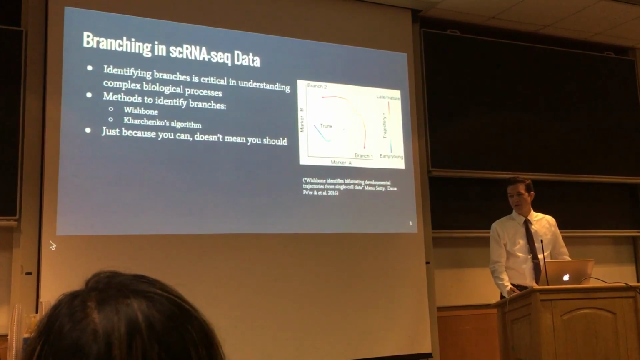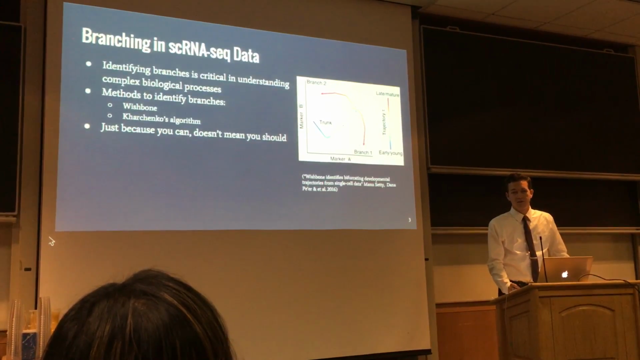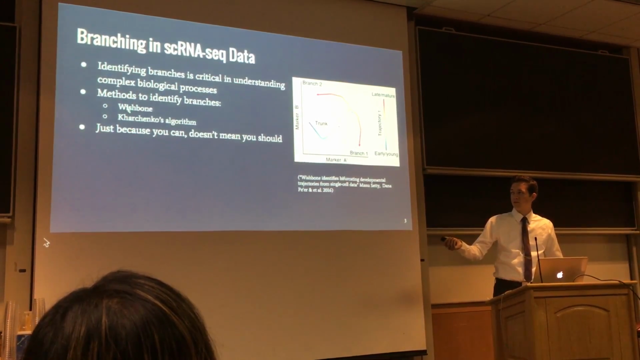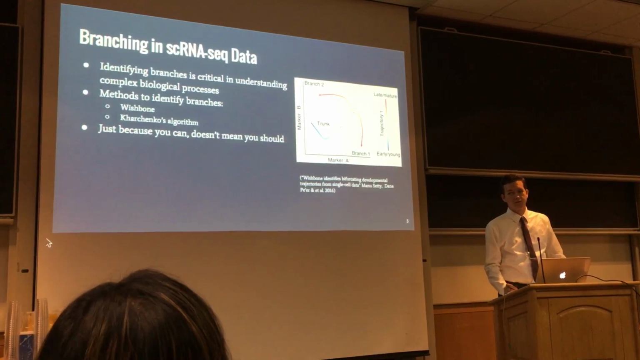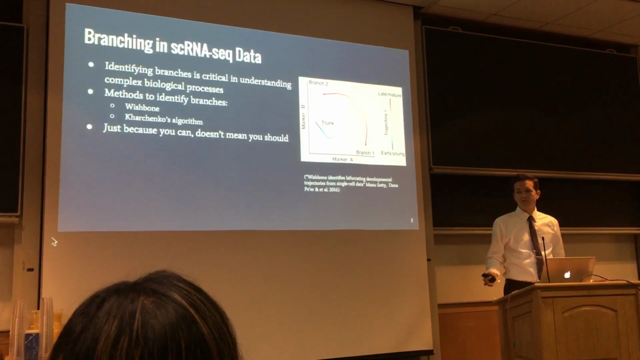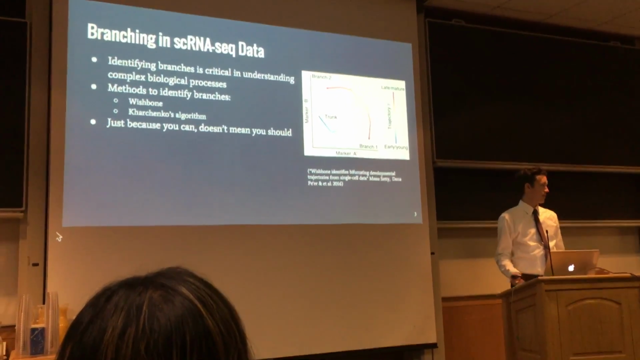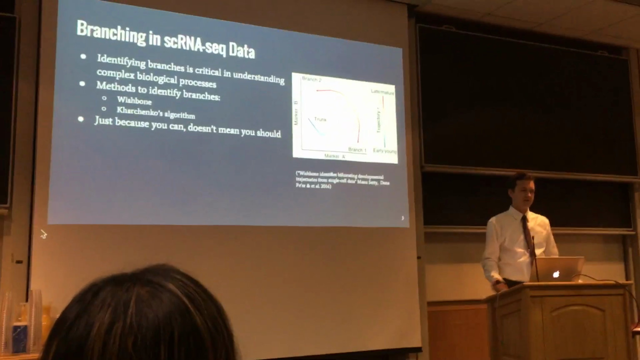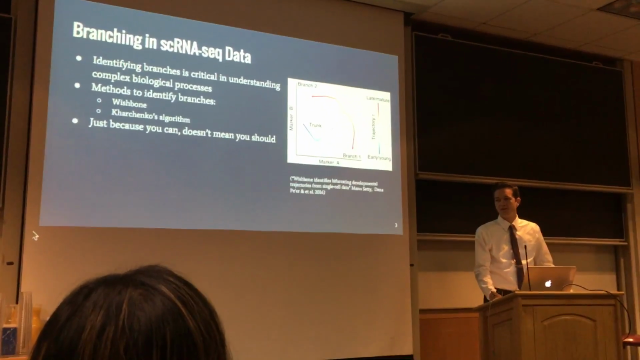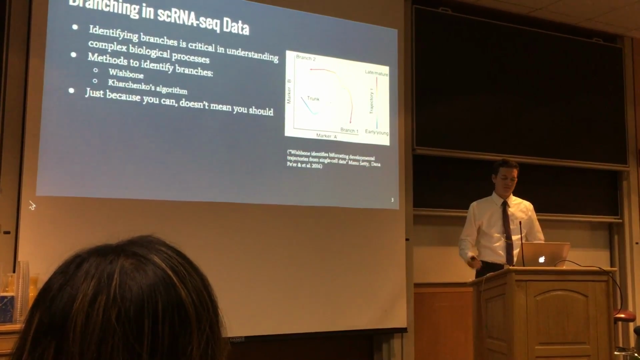And there are various methods that are used to identify branching in single-cell RNA-seq data. I chose two of these methods, one of which is called the wishbone algorithm, and the other is Krashenko's algorithm. It is important to note that just because you can map a trajectory, and just because it seems that there's statistical significance that there is branching in the data, doesn't mean that actually means anything in biological terms. It's important to understand your data and to make sure that the trajectories that you are mapping actually mean something.